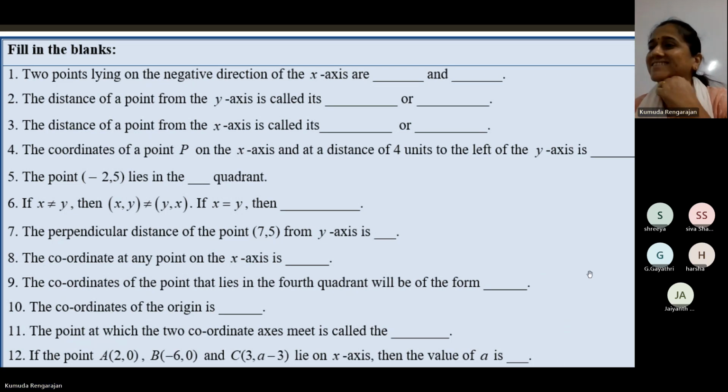Yeah. Come again. You can't be so judgmental just because now we have started with fill in the blanks doesn't mean that the whole chapter is only of fill in the blanks. We have different types of questions.